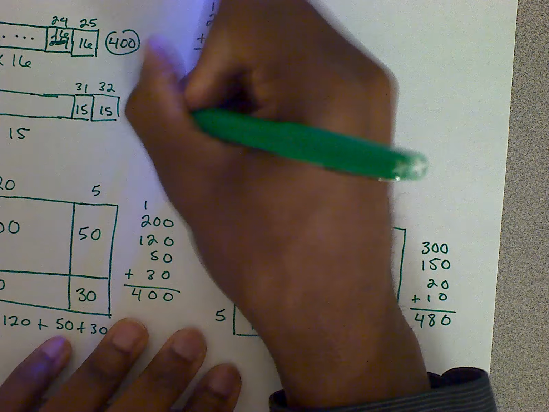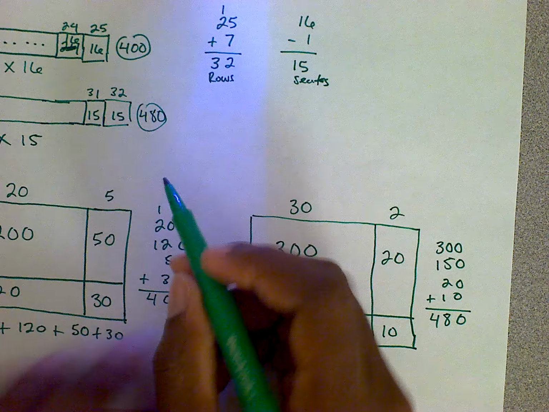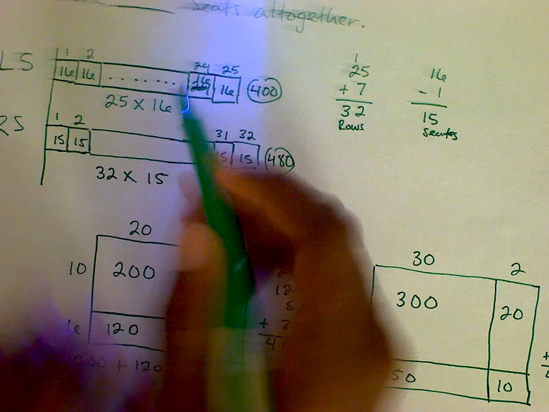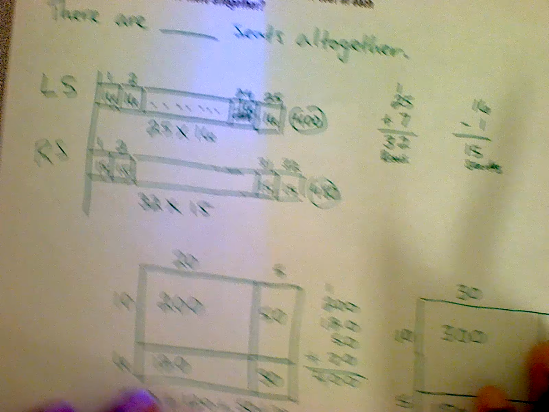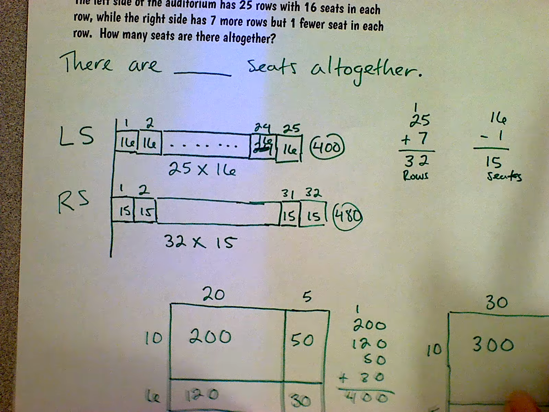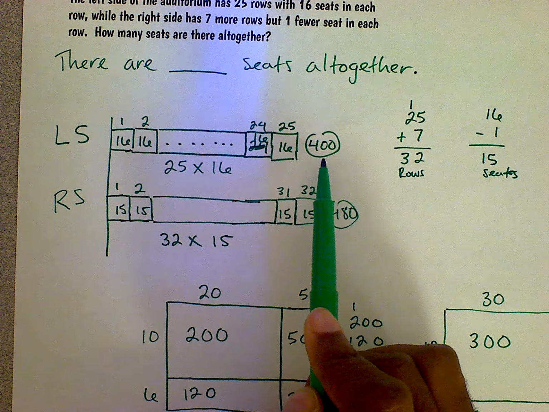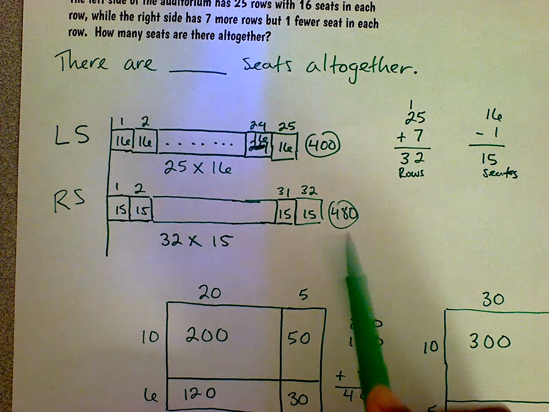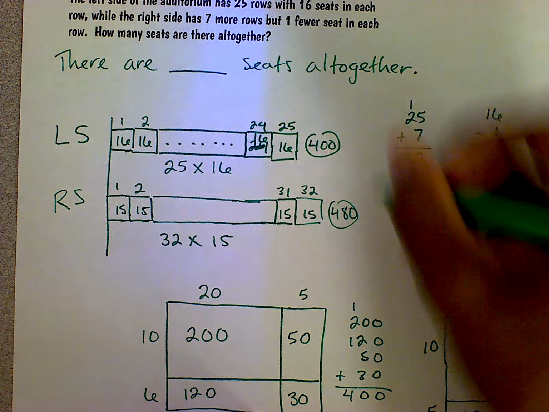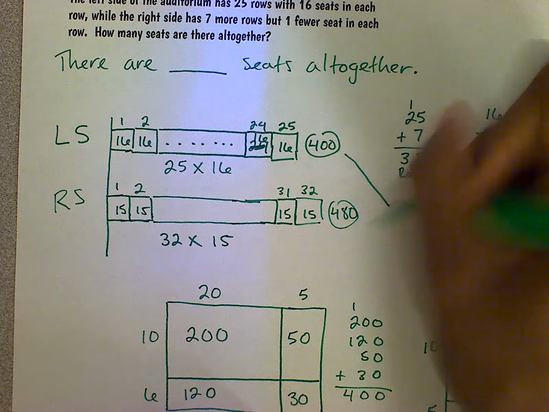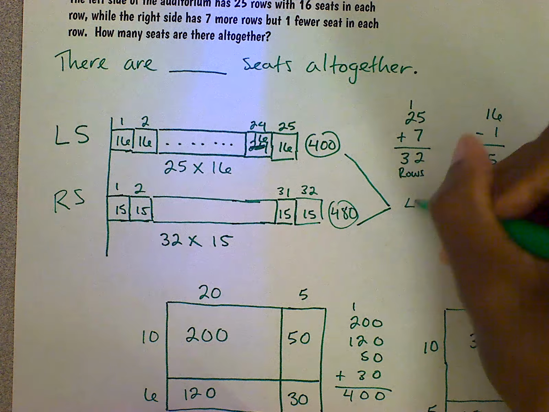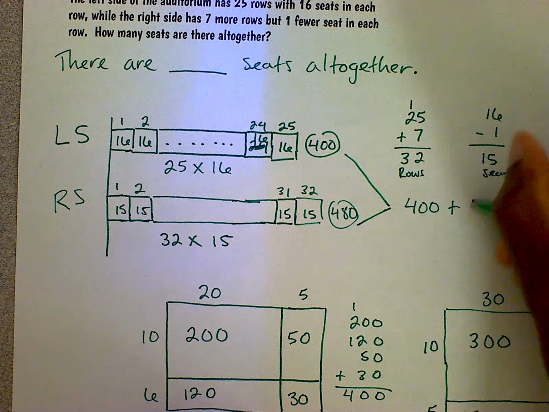So I have 480. So remember, the goal is to find out how many seats are there all together. That was what we initially started off with. So now that we know how many seats are on the left side of the auditorium and how many seats are on the right side of the auditorium, our job now is to take these two numbers and add them together. So you have 400 plus 480.